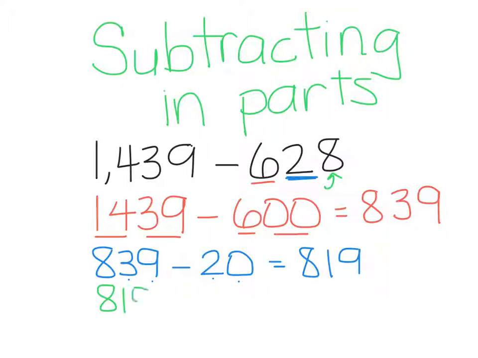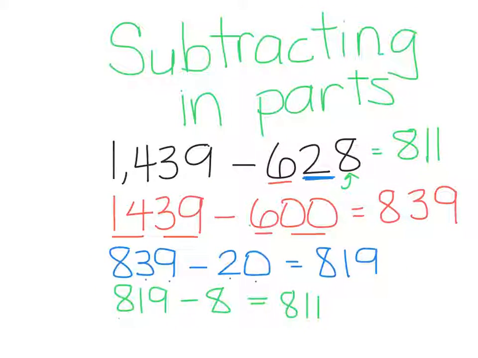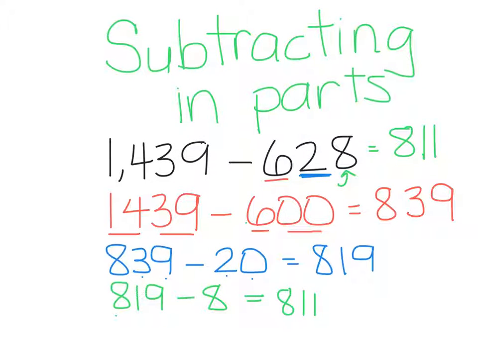I'm going to take my 819, and I'm going to take away 8. So if I look at this, 819 minus 8, so 19 minus 8 is 11. And of course I still have my 800. So the answer to this question is 811 because I took away my 600, I took away my 20, and I took away my 8.